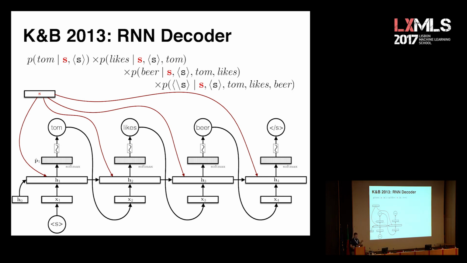And then we're going to compute H2 using that representation and the previous hidden state, and we're going to go ahead and feed that S in again. We're going to repeat the process and generate Tom likes beer. And this process terminates, the translation is over, when we've sampled the end of the sentence marker.